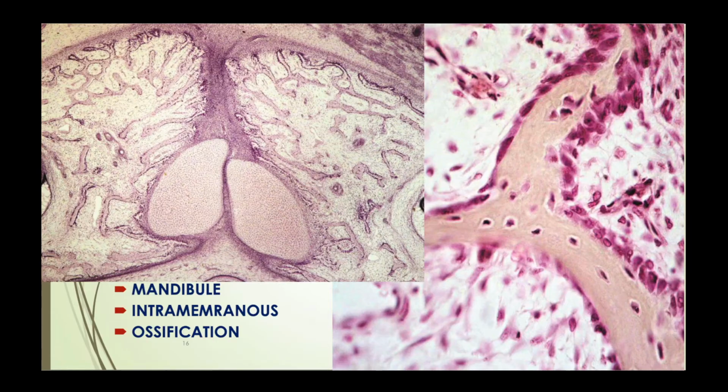As you have seen here, this is a mandible of a pig embryo, and we have seen here two types of cartilage. This is Meckel's cartilage. This is the single area where cartilage is present in the mandible. All other bone in the mandible, as well as in the skull, originates from mesenchyme. This is intramembranous bone formation.